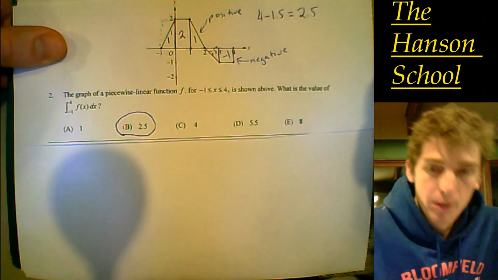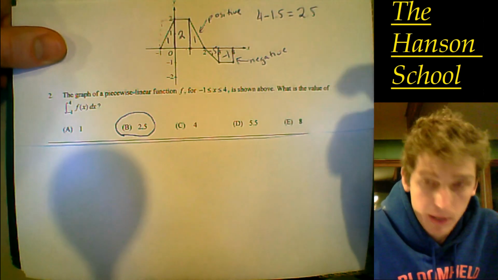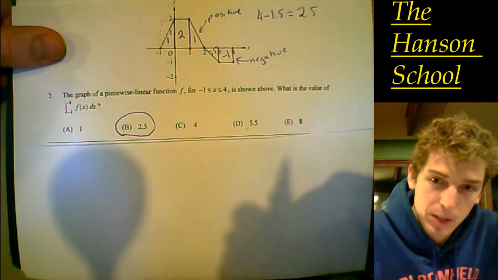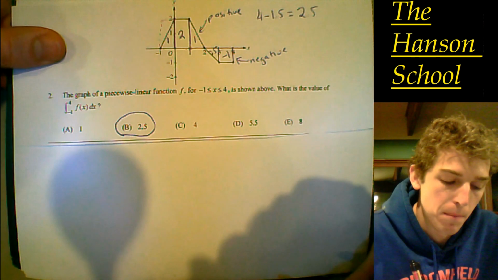I'm just mentioning all these things because I know the tricks that they try to throw at you when you're trying to study for the AP Calc exam, so I might as well just tell you all the tricks so you don't get tripped up when they do it. Anyways, for this one, the answer is B, 2.5.